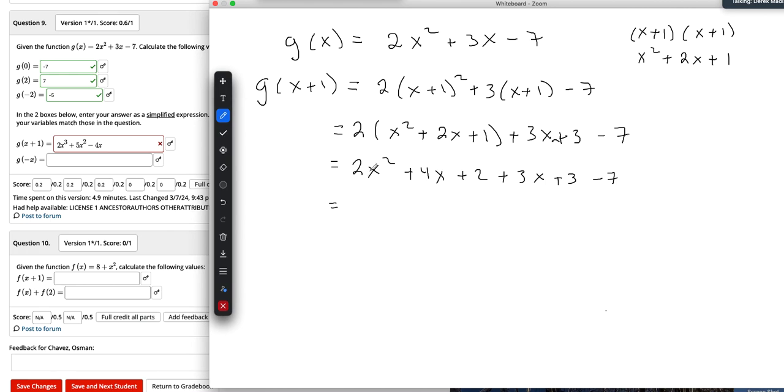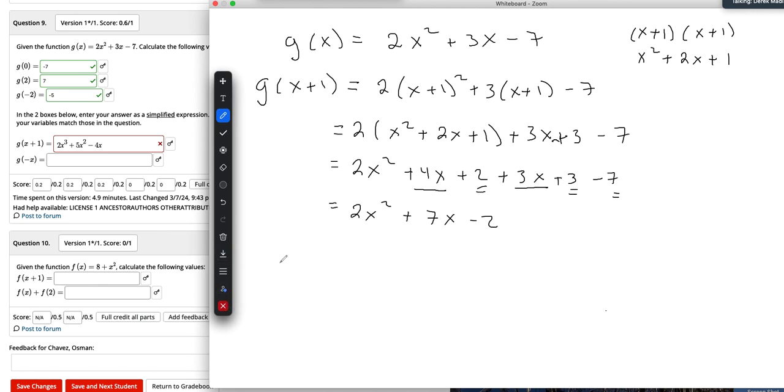So that's my only squared term, so 2x squared. For x's, I have a 4x there and a 3x there, so that's going to give us 7x all together. And then for the constants, I got plus 2 plus 3 and minus 7. So 2 and 3 would be 5, and then minus 7 is minus 2. So this result would be what you get if you evaluate that function at x plus 1.